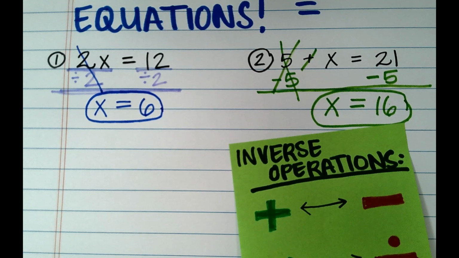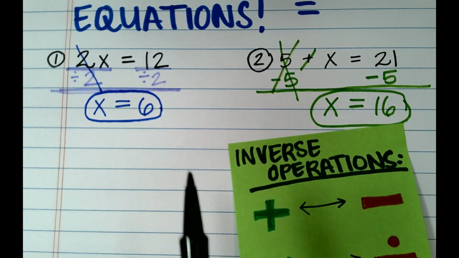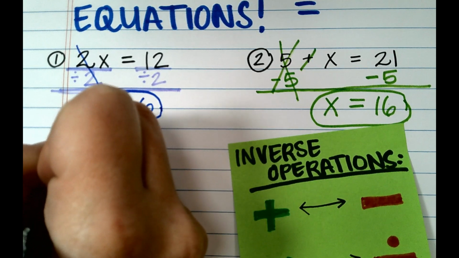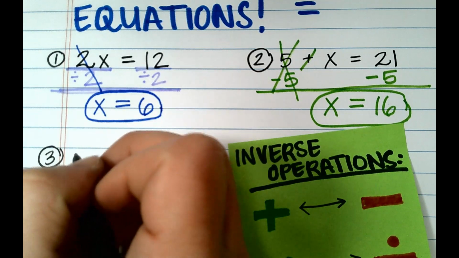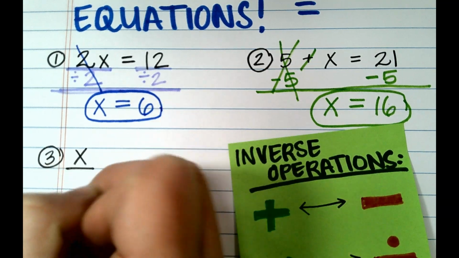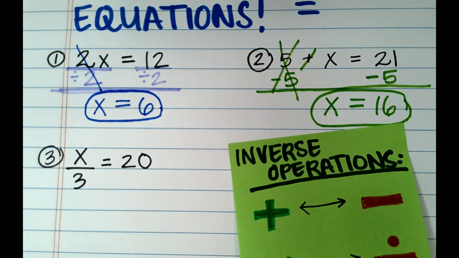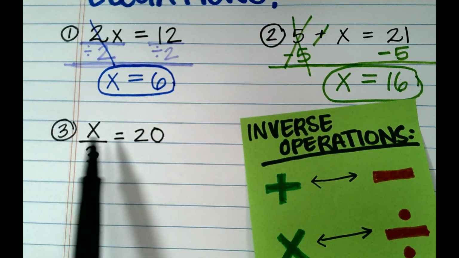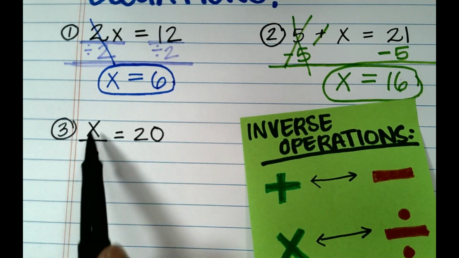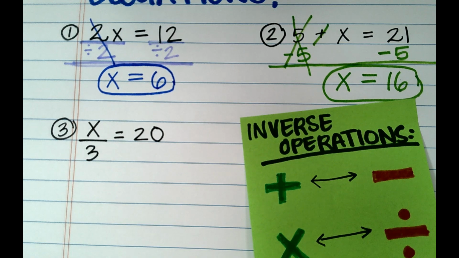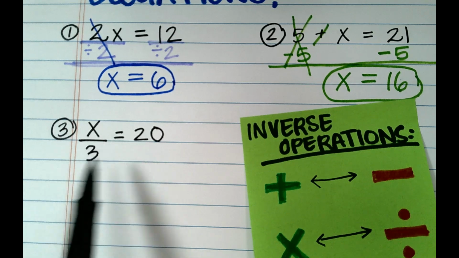So we've done one where we divide, we've done one where we subtract. Let's see, how about we do one not the same as the do now problem. How about x over 3 equals 20? What does this mean when I have a fraction like this? What operation is happening to x? Am I adding? Am I subtracting? Am I multiplying? Or is this division?